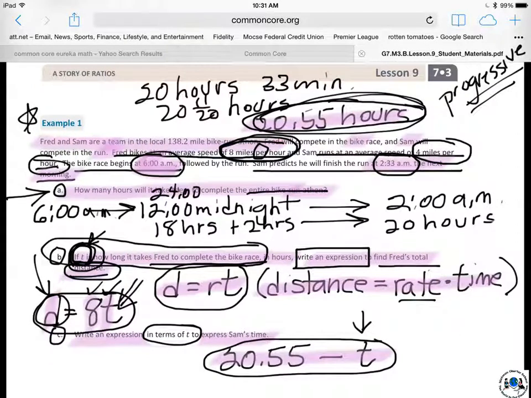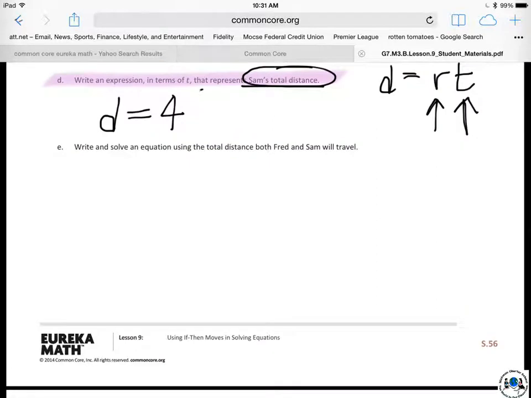Where do we have that t? We have that t right here. Write an expression in terms of t to express Sam's time. We have his time right there. So what you will do then is take that expression and put it in parentheses. And there you go.